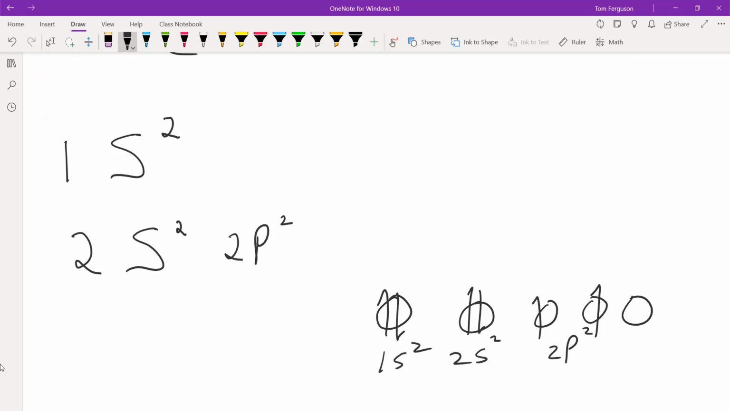Because the P has the capacity to have 6 electrons, 2 per orbital. But we don't have enough electrons to fill that. So it's just there. It's just like a little cubby that doesn't have anything in it.